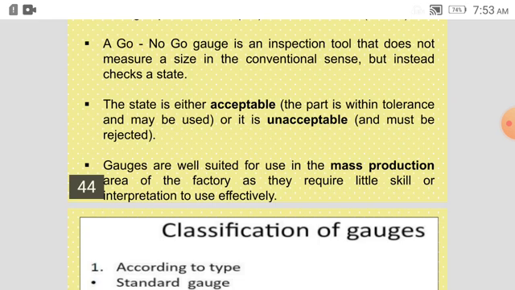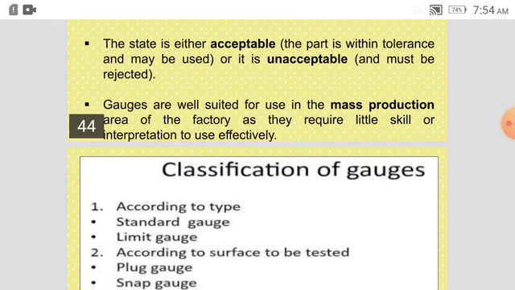Just by checking the dimensions with the gauges, we can rapidly check the dimensions of that part. So gauges are suited for mass production. They require little skill. The skill required is very low, because there is no need of taking readings, just checking whether the part is conforming to the dimension with the gauges. How we are checking that, I will tell you in the next slides. It requires hardly any skill in the operator, and its interpretation is very effective.